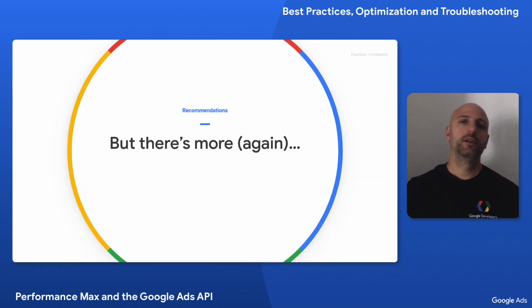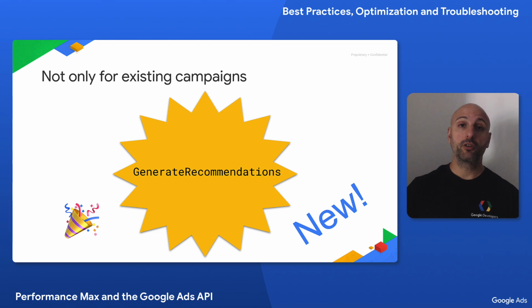There's even more. Since version 16 of the Google Ads API, you can use recommendations to improve not just your already existing campaigns, but also to preemptively optimize your campaigns while you're still creating them. The generate recommendations method of the recommendation service, in fact, can be used during your campaign creation flow to make sure that by the time your users are done creating a Performance Max campaign, it already has a high optimization score. So, let's do a quick recap of everything we've seen.